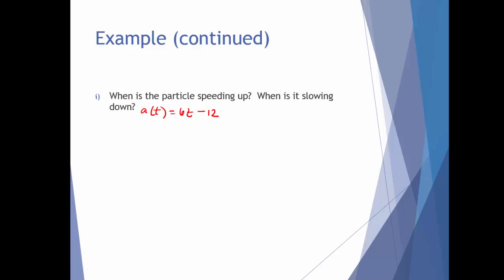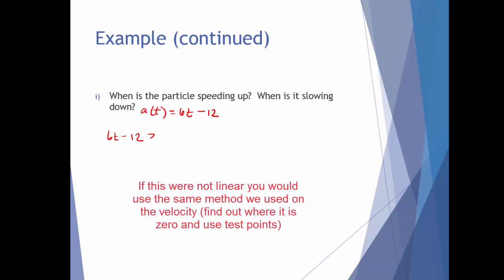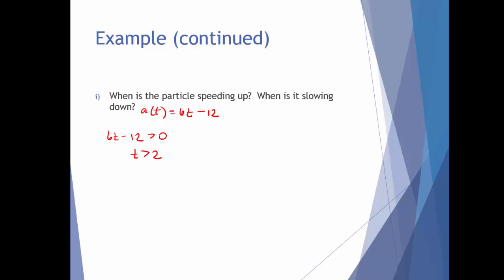This is linear, so it's more straightforward than our velocity. We're literally just going to take 6t minus 12 and say, when is that greater than 0? That's of course when our acceleration will be positive. And because it's linear, you can just add the 12 and divide by 6. So t greater than 2. So we expect acceleration to be positive when t is greater than 2, and we expect acceleration to be negative when, you kind of want to say, t is less than 2, but be careful, t can't be negative because it represents time. So when t is in between 0 and 2.